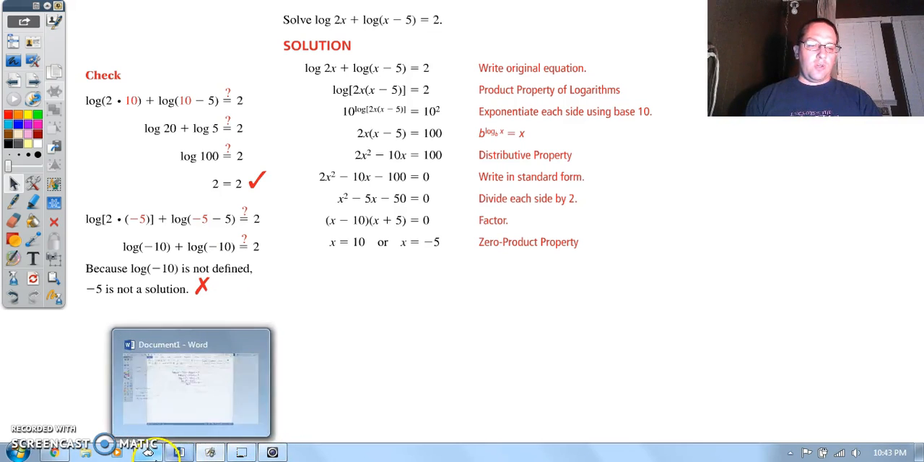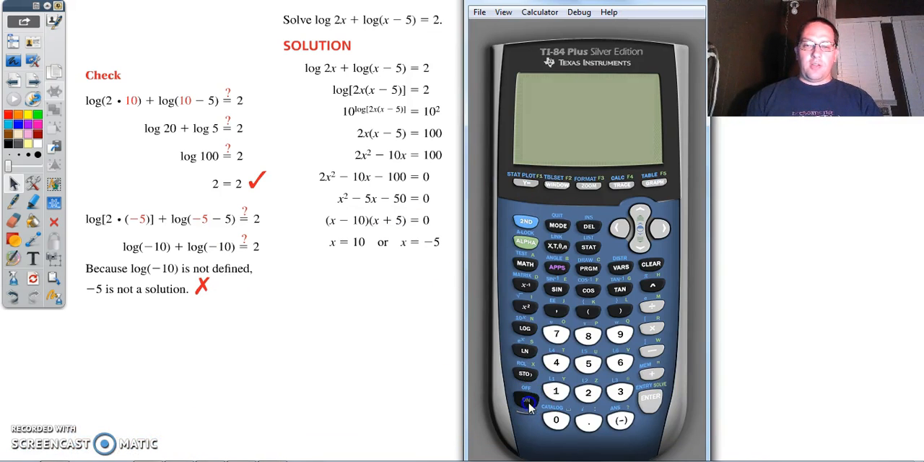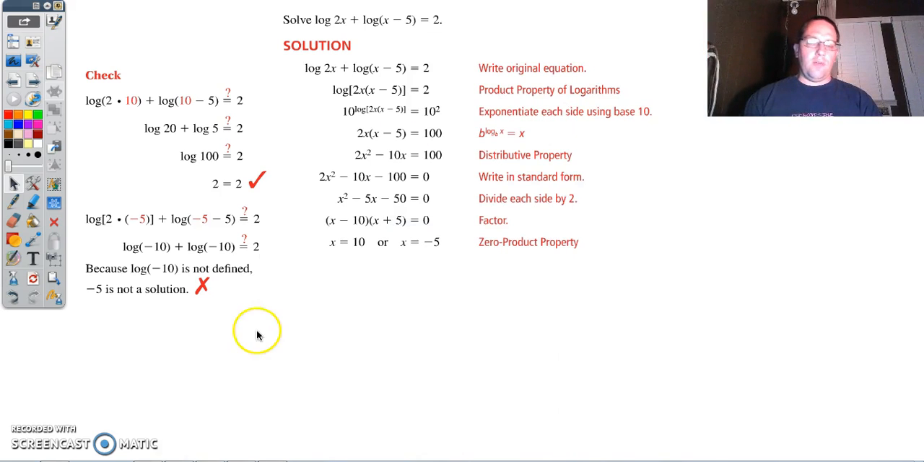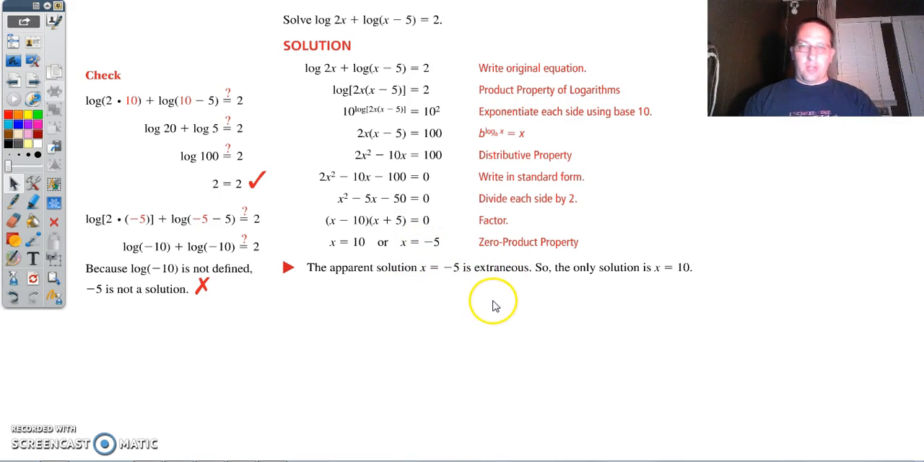It doesn't work. If you try to type that into your calculator, got it typed in there, and I hit enter, and it says non-real solution. We've got an error, and the calculator yells at us because it's no good. We can't do it. So negative 5 causes problems. So this doesn't work. We can't use negative 5. Our answer is just the x equals 10. And this is called an extraneous solution because it's a solution we get that doesn't work. It's extra. So no good.